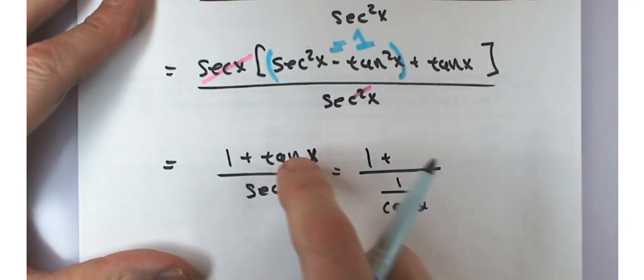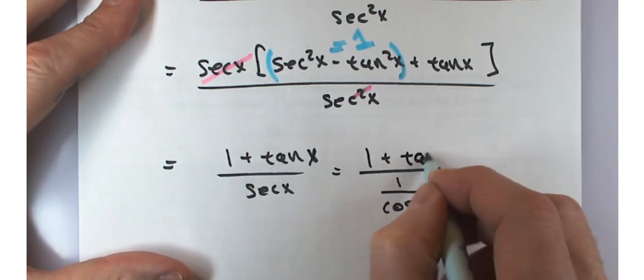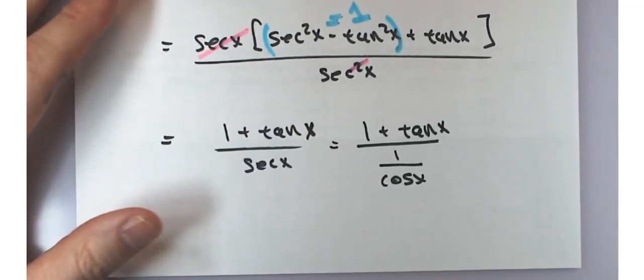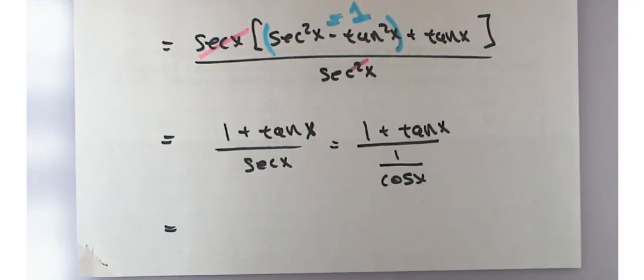And tangent of x is really kind of the same thing, but I'll wait a step before I break that up a little bit. What happens when you divide by a fraction? What's our rule? Multiply by the reciprocal. Yeah, multiply by the reciprocal.